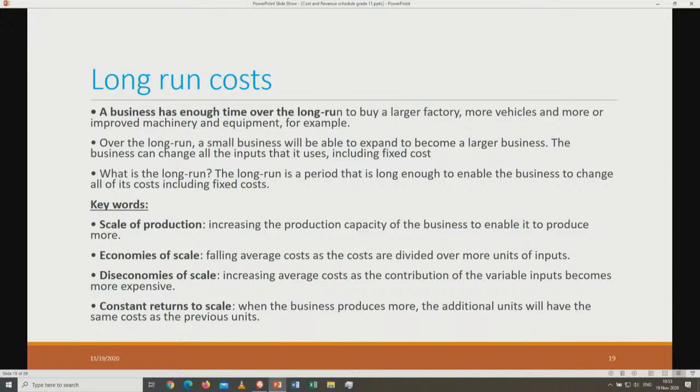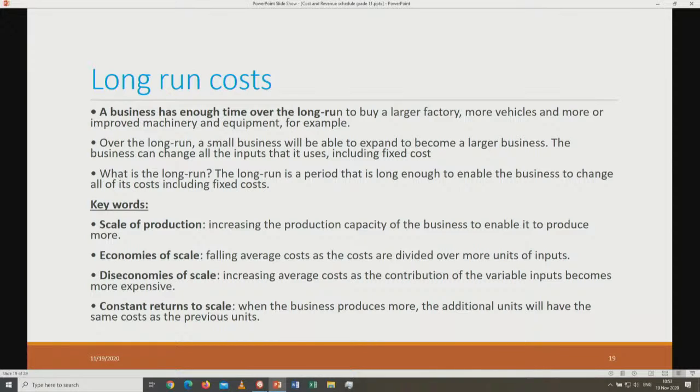They are no longer concentrated on one fixed item, but are now spread over all the other inputs, which are now variable in the long run. So we call that economies of scale. The average costs are declining because these costs are now shared by more inputs. That we call economies of scale.